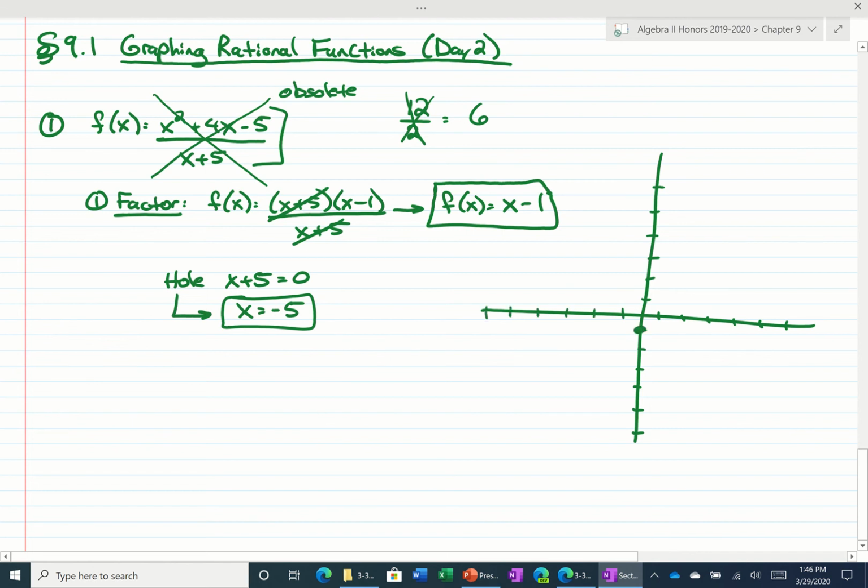Start at negative 1. This is a linear function. It's in slope-intercept form. We're going to go up 1 over 1. Try to draw a straight line here. That's what the graph would look like.